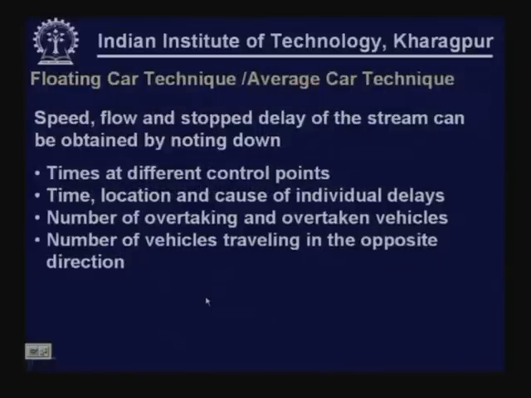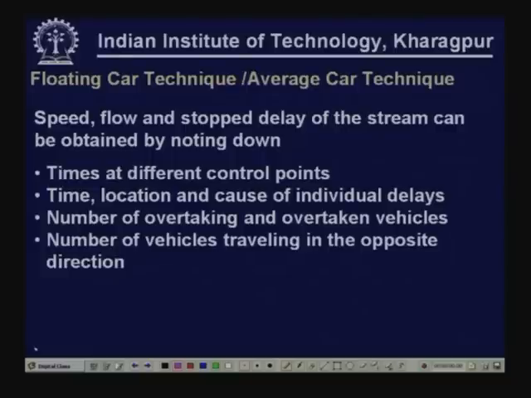A little bit of further discussion on the floating car technique or average car technique. These two are almost equal. Only in one case the overtaking and overtaken vehicles are made equal, in the other case they may vary. In the floating car technique or average car technique, speed, flow and stop delay of the stream can be obtained by noting down the following. One, times at different control points. Along the route you have different control points. At different control points we can note down the time, location and cause of individual delay. Maybe there is an intersection here. In this intersection, how much delay is occurring, why the delay is occurring, the location, the time and the cause, all these things can be recorded.